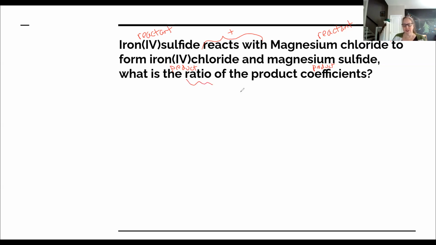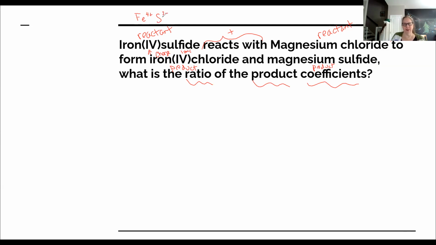What is the ratio of the product coefficients? Lots of details there. We got to create a balanced chemical reaction first. Iron(IV) sulfide. I see a Roman numeral. What does a Roman numeral mean? It means the charge. So this is going to be an ionic bond. Iron is capital F lowercase e. Iron(IV) is in a compound with sulfur, 2-. Where do I get those charges?